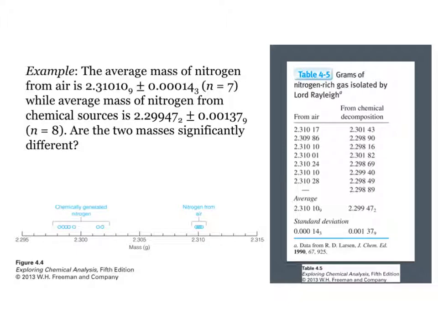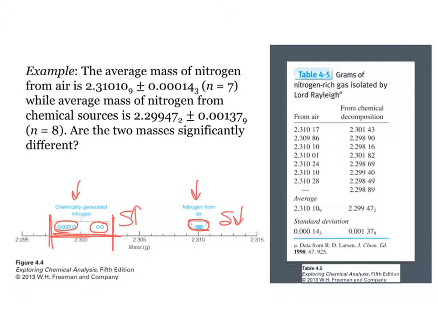In this example, we're asked to determine if the average masses of nitrogen collected from two different sources are statistically different. We see here that the masses of nitrogen collected from air are all fairly tightly bunched up, which means we'll have a lower standard deviation. The chemically generated nitrogen looks as though it has two groups of data, and they are all fairly well spread out. So we should expect the standard deviation to be much larger than that for the other nitrogen source.